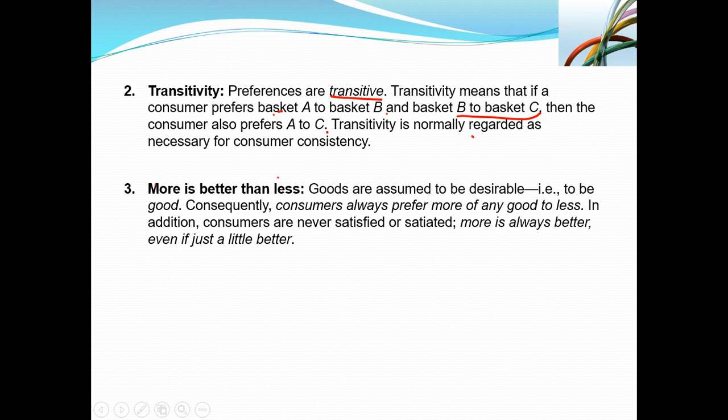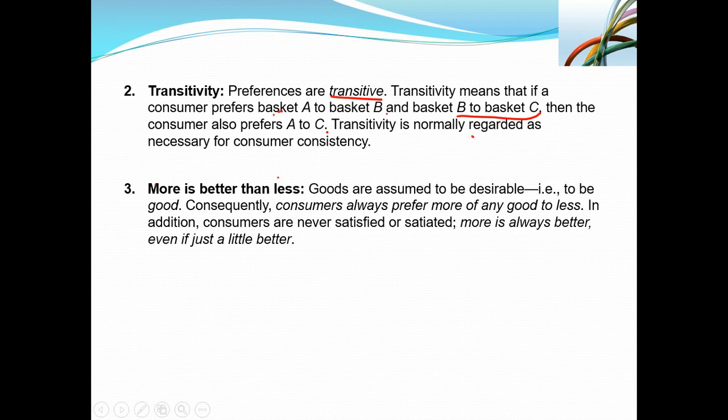And then the last one is more is better. This is very common. More is better basically means that we are rational beings and we want more of anything. We want more of food, we want more of money, we want more of cars, we want more of everything. We are just like that. By nature, human beings are selfish because you want more of a particular commodity than having less of it. So goods are assumed to be desirable.